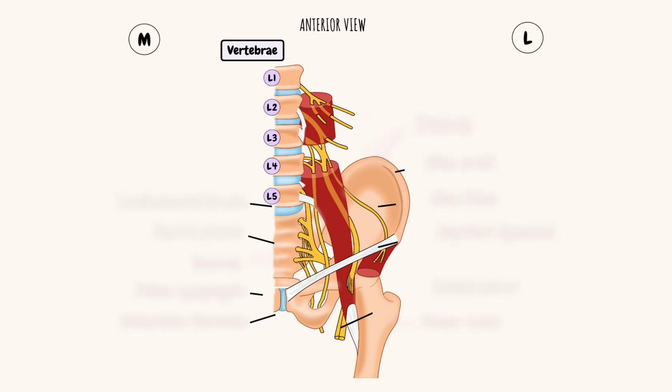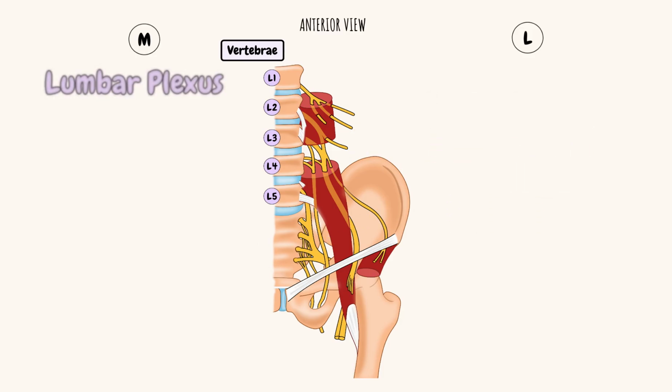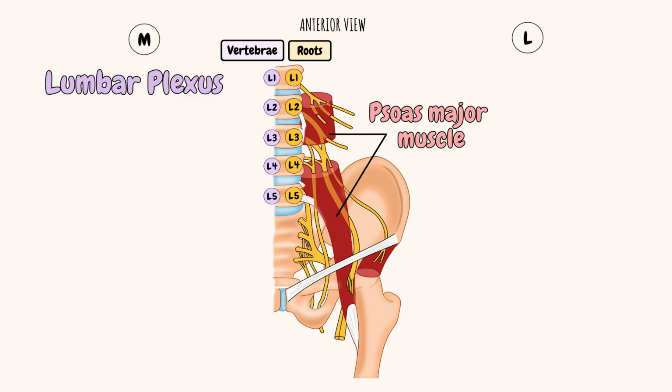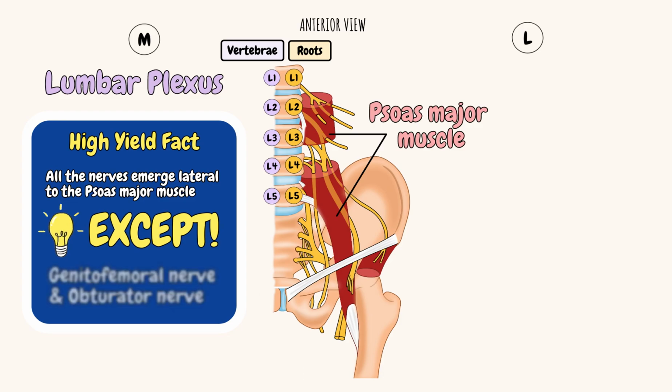In this lesson, we'll learn the 6 main nerves that come off the lumbar plexus. This lumbar plexus actually forms inside the psoas major muscle, which we have shown here. And the branches of the lumbar plexus can be understood in relation to the psoas major muscle and where they emerge from this muscle. Okay, first a high-yield must-know fact is that all the nerves emerge lateral to the psoas major muscle, except the genitofemoral and the obturator.